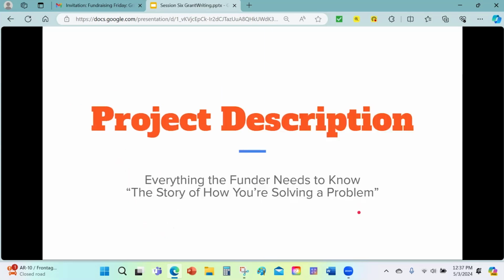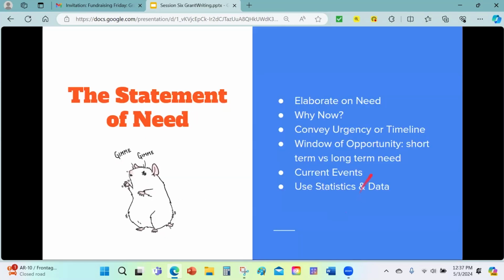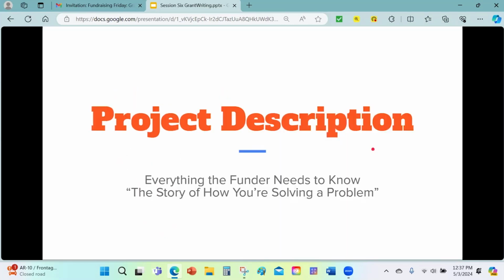Okay, and now, right, our next section of the main grant is the project description. Candid describes this as, this is the story of how we're solving the problem. So the statement of need talked about the problem. Now our project description is everything the funder needs to know about the program and the story of how we're going to solve this problem.